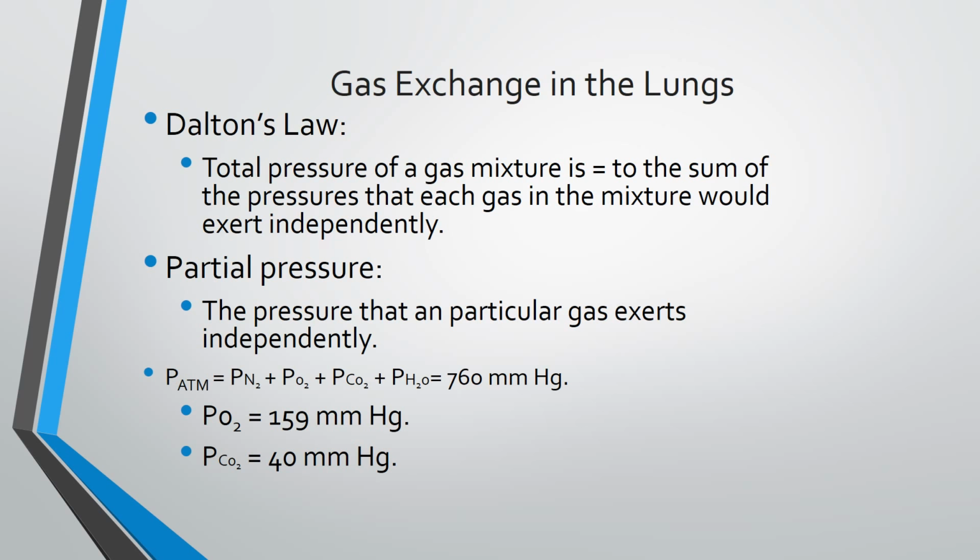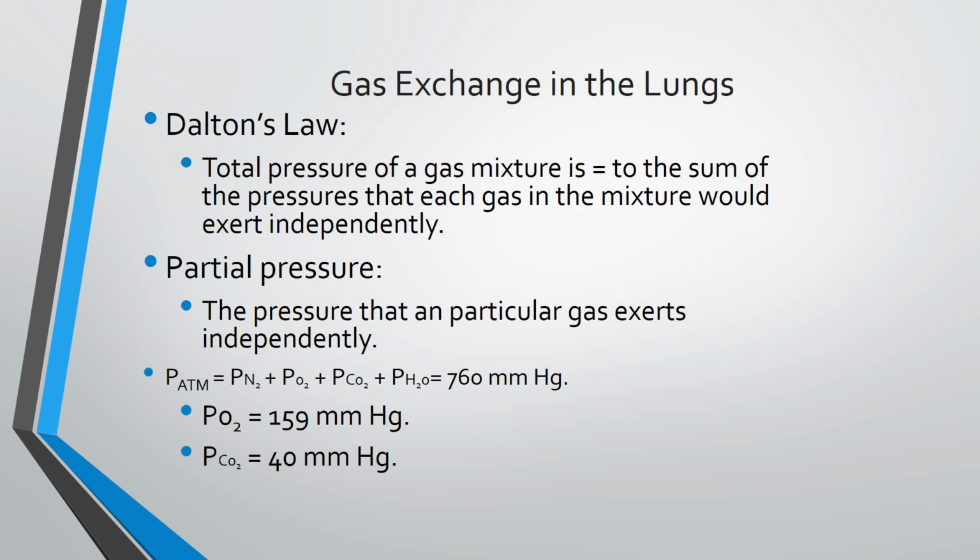When we talk about the different gases, we're talking about water vapor, carbon dioxide, oxygen, and nitrogen. Oxygen is going to make up 21% of the atmosphere, and nitrogen is going to make up 78% of the atmosphere, and then we'll have 21% being of carbon dioxide.